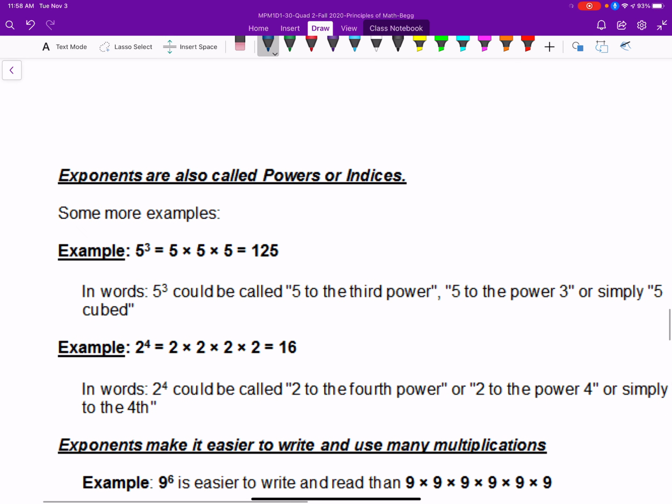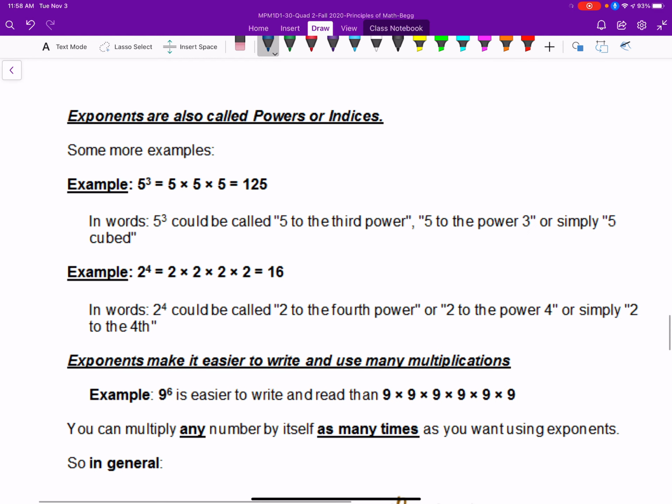Exponents are also called powers or indices. Again, I just pointed out that exponents and powers are not the same thing, though they're related. Indices may be a term that is correct, but it's a term that I don't think I've ever used, so I don't imagine I'm going to likely use it in the near future. But if you come across it, sure, why not?